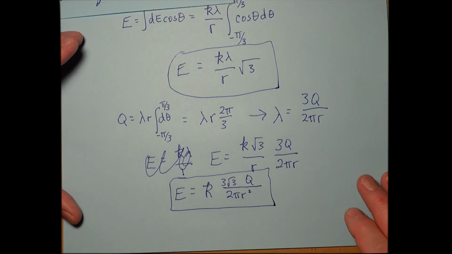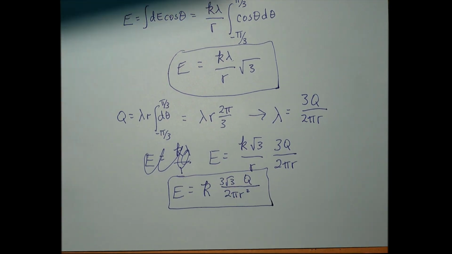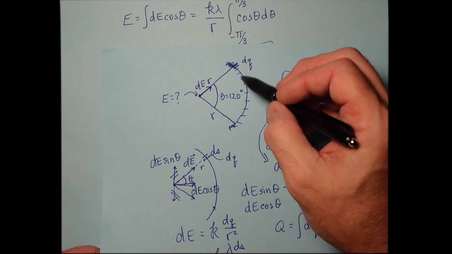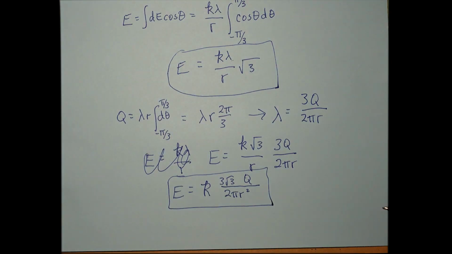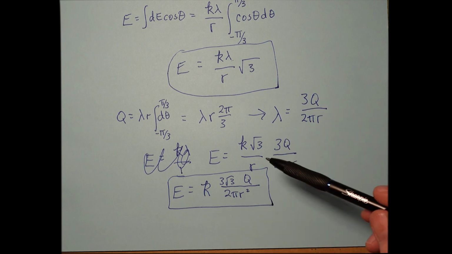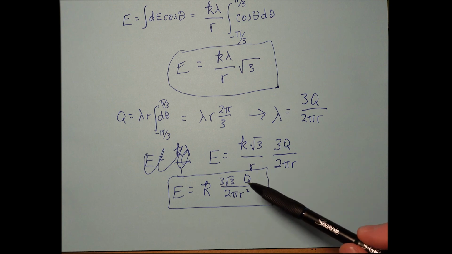There. Once again, electric field at the center of a 120 degree arc. And we did it for a negative charge, but it really turns out it doesn't matter. If we did it for a positive charge, we would get the same equation. What would be different is the direction of the electric field.